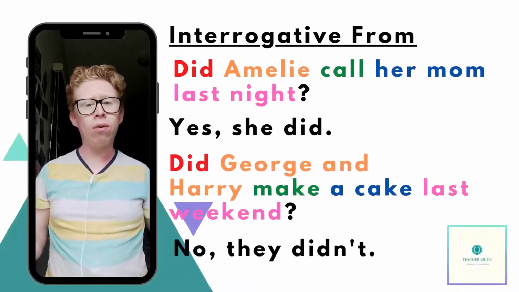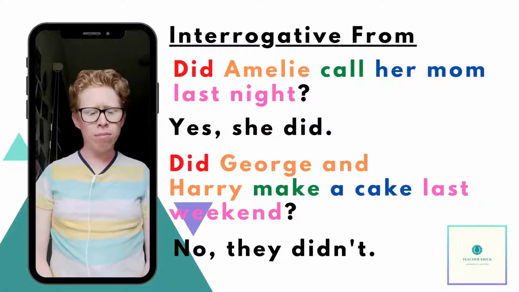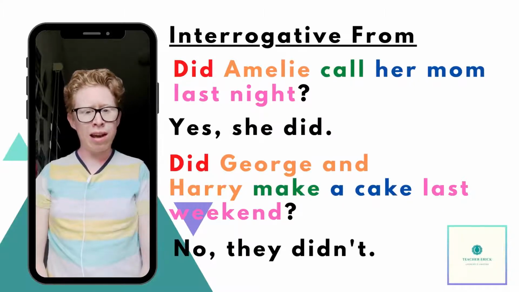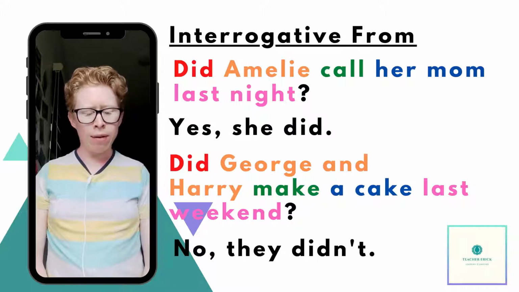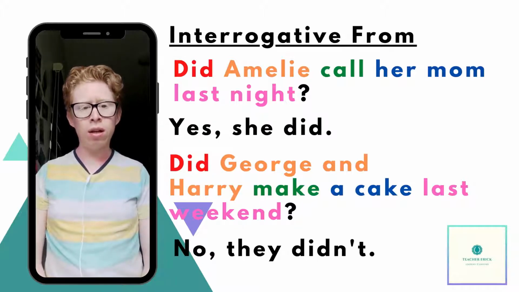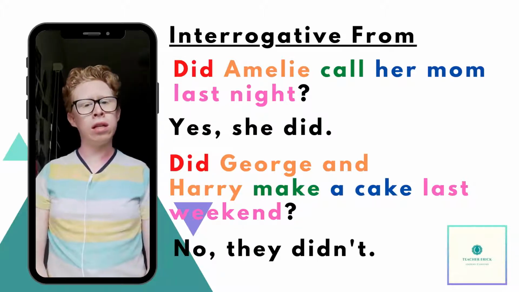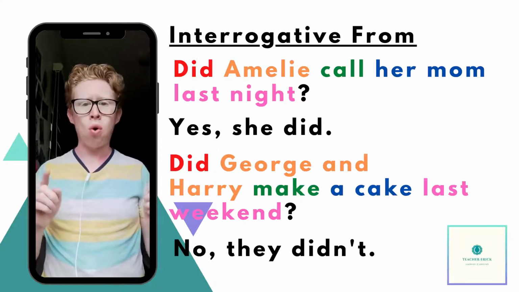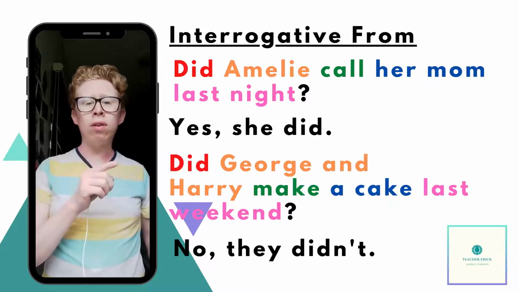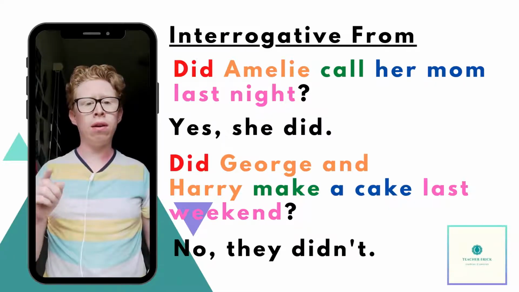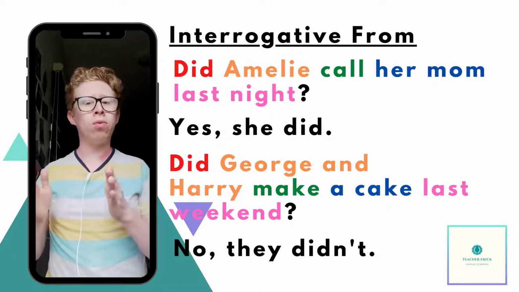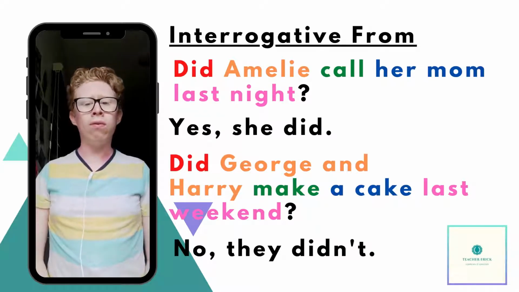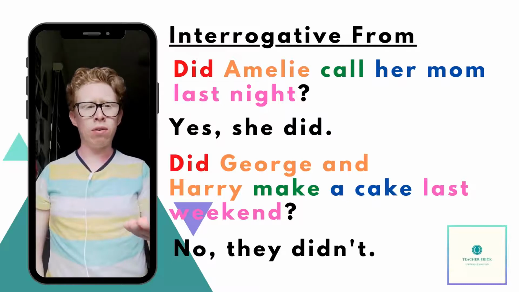Now we have the interrogative form. Let's read examples. They say, did Amelie call her mom last night? Yes, she did. Did George and Harry make a cake last weekend? Okay, what do we notice here? In order to make these questions, which are yes/no questions, at the beginning of the questions, we need the auxiliary did. After that, we need the subject or subjects. And then we need the verb. We have the verb there in green.